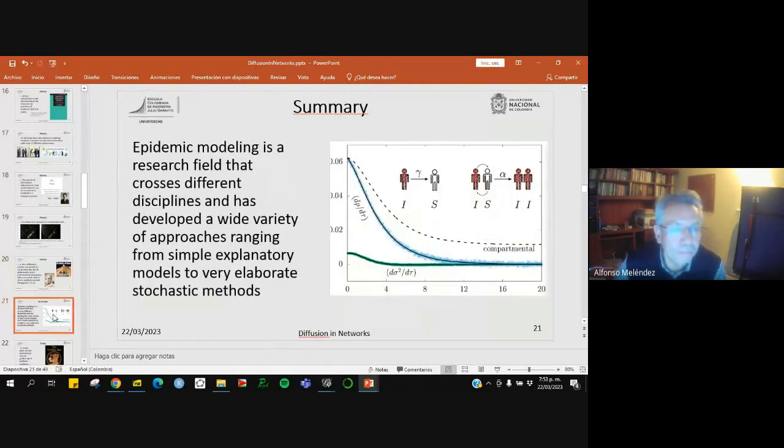In summary, epidemic modeling is a research field that crosses different disciplines and has developed a wide variety of approaches, ranging from simple explanatory models to very elaborate stochastic methods. Here are some famous ones that we're going to see in a moment, I guess. Famous epidemic models.